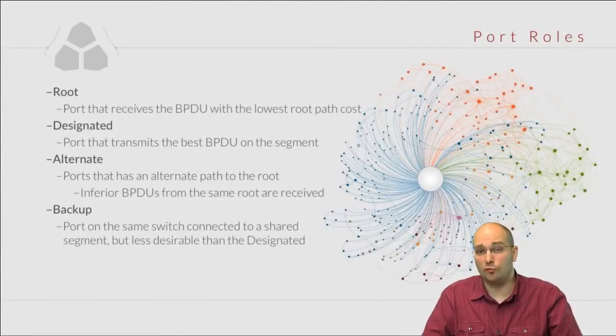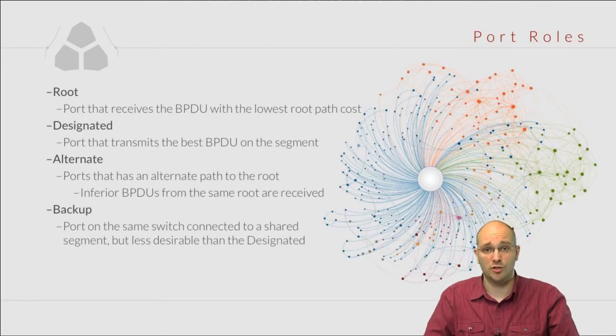It's not only the convergence process that has changed in rapid spanning tree. The port roles have changed a little bit as well. First of all, the two roles that are identical in the traditional spanning tree and the rapid spanning tree are the root port and the designated port. The root port is simply the port that receives the BPDU with the lowest root path cost.